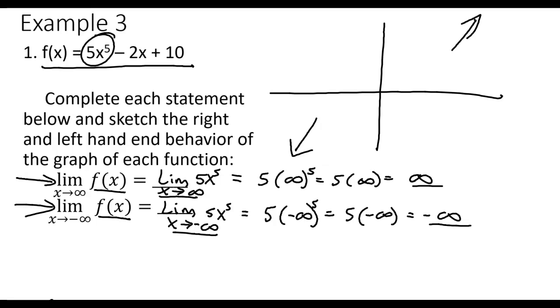So, review. How do you find the end behavior of a polynomial when there's more than just one term? Just do the work we've been doing all day, but with the biggest term, the most powerful term. Okay?